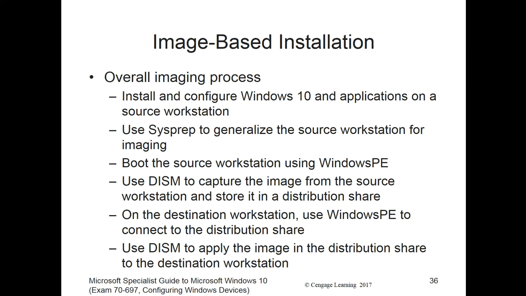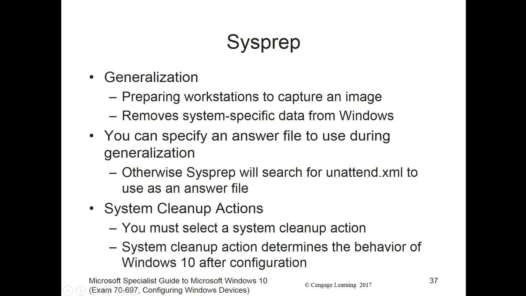Now, on the destination workstation, use Windows PE to connect to the distribution share, and use DISM to apply the image in the distribution share to the destination workstation. Now the generalization, that's when we're preparing the workstation to capture an image. Remove system-specific data from Windows. You can specify an answer file to use during generalization. Otherwise, Sysprep will search for unattended.xml and use that as an answer file.